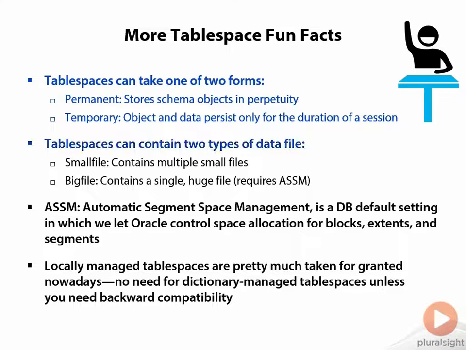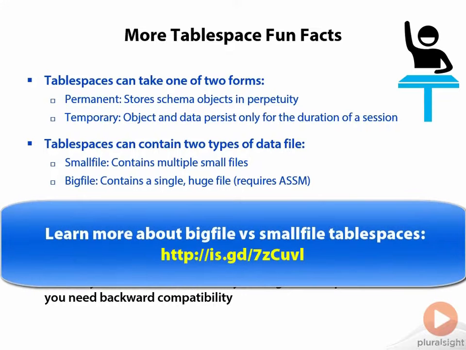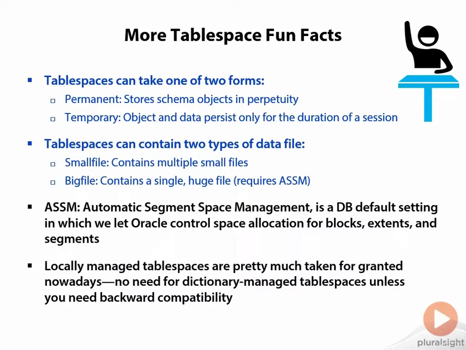The tablespaces themselves can create two types of data file. Again, very much so the most common is what's called a small file. That is just your traditional tablespace in which you'll probably have multiple data files. The big file alternative is a tablespace with just a single huge file. And there are advantages and disadvantages to each of those approaches. Chiefly, it depends upon the volume of data that we're dealing with in your Oracle database.